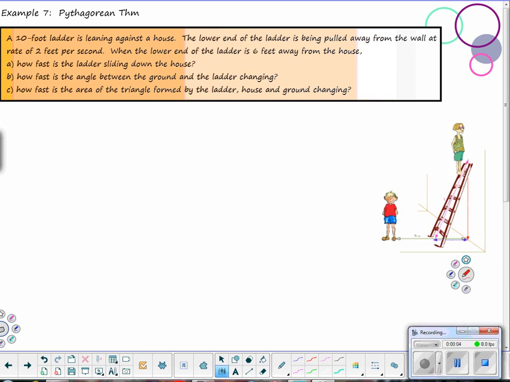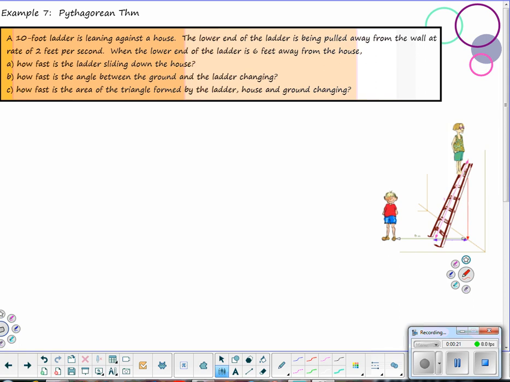Working through the related rates section. This is example 7, and it is a ladder problem. This is kind of a traditional problem that you'll encounter in several calculus courses. In this case, I have a 10-foot ladder that's leaning against a house.